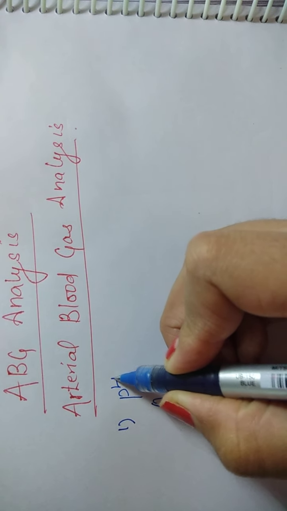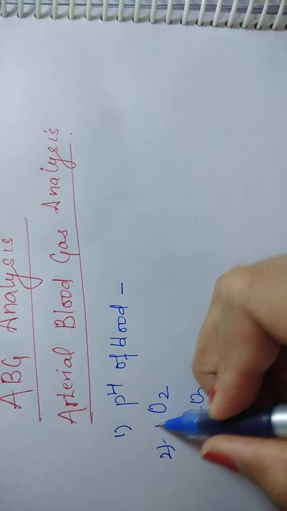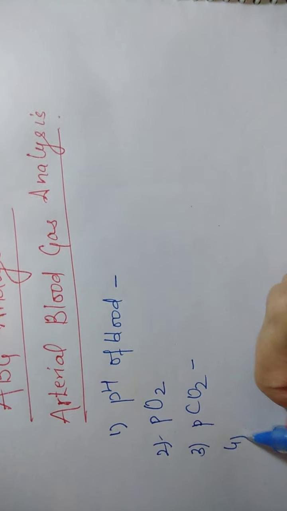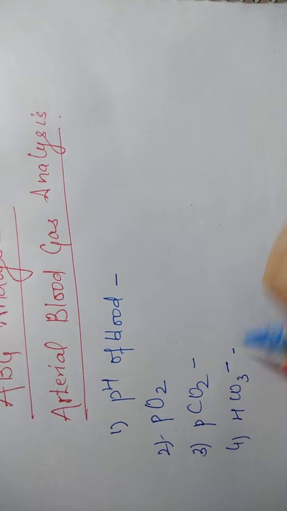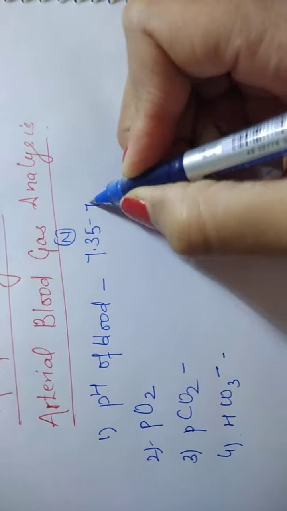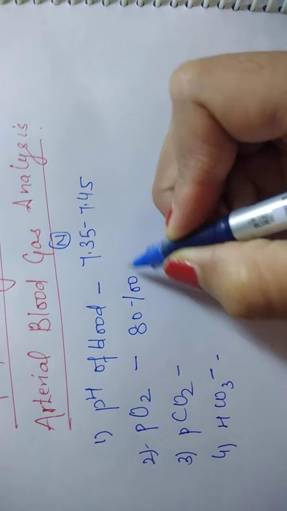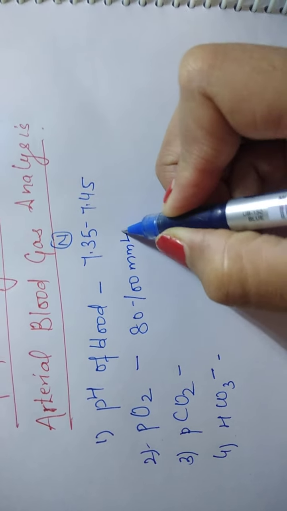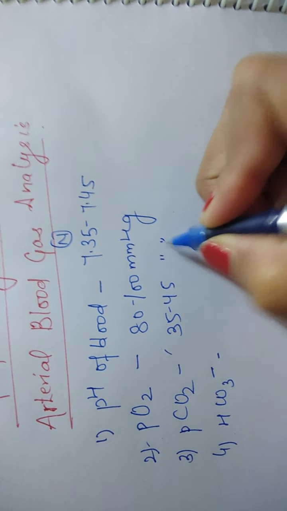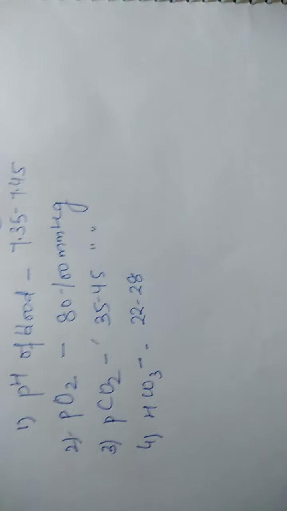The first parameter is pH of blood. Second is partial pressure of oxygen. Third is partial pressure of carbon dioxide. And fourth is bicarbonate ion. The normal value for pH of blood is 7.35 to 7.45. The normal value for PO2, that is partial pressure of oxygen, is 80 to 100 mm of Hg. PCO2 is 35 to 45 mm of Hg and HCO3 is 22 to 28. So, these are the normal values.